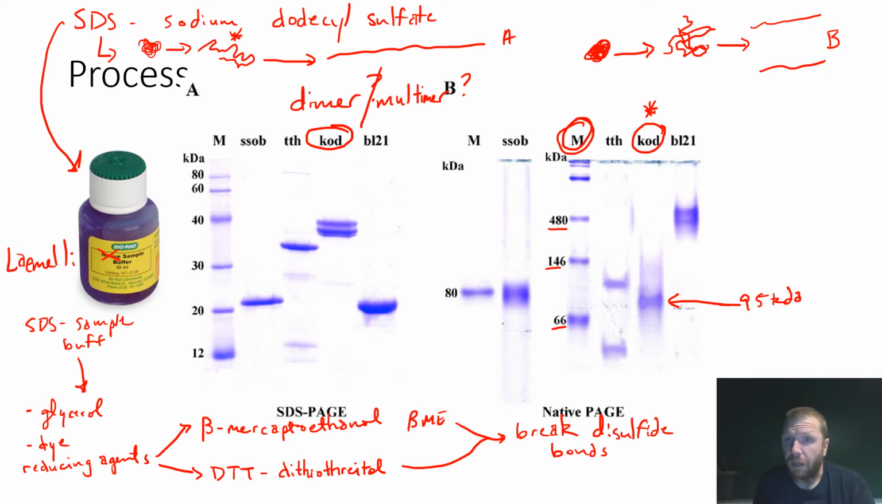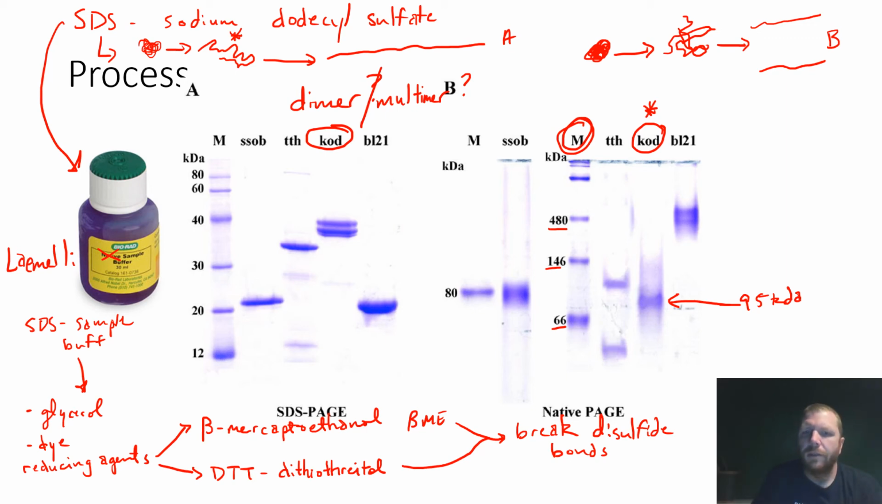Now, it's native PAGE, so we're dealing with the shape. We're dealing with the charge to mass ratio. So can we conclusively say that protein is 95 kilodaltons? It's a little iffy. I would say you can feel comfortable that it's plus or minus 20%. But again, the shape and the mass to charge ratio is what matters.